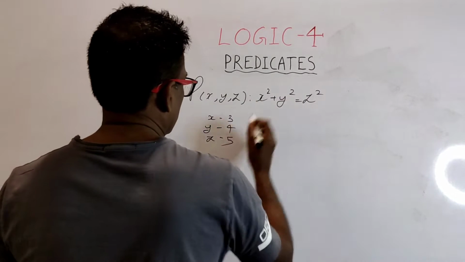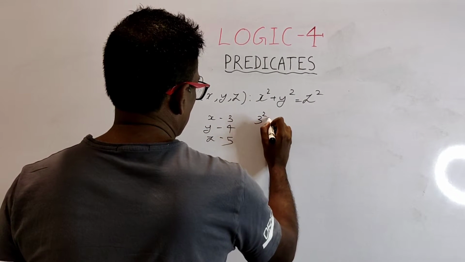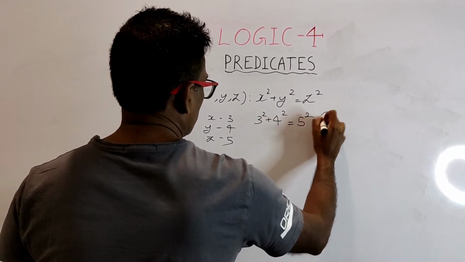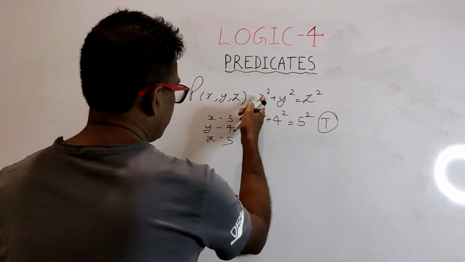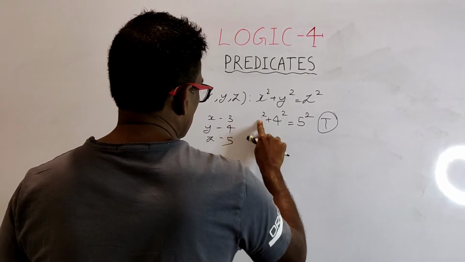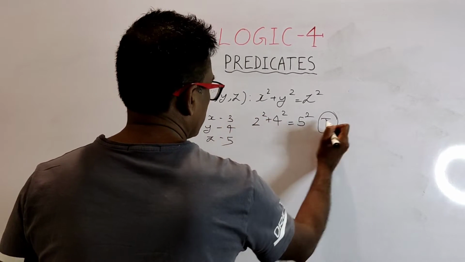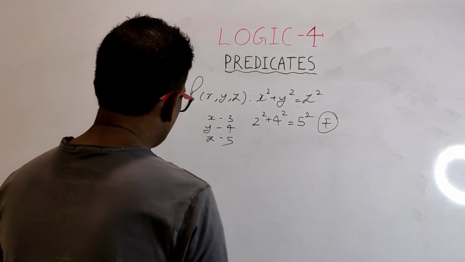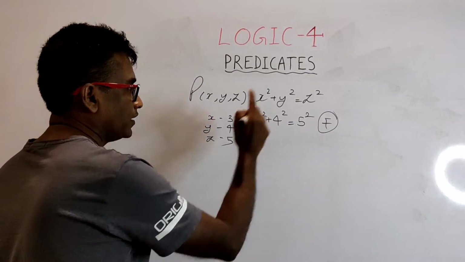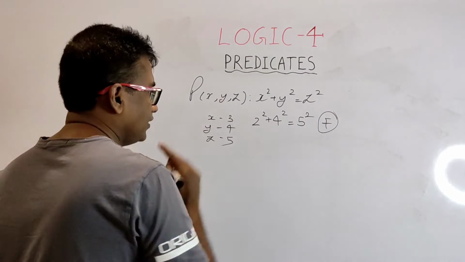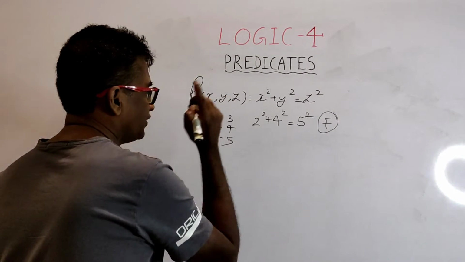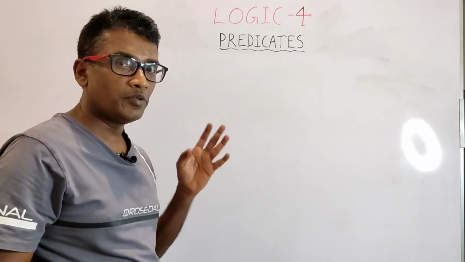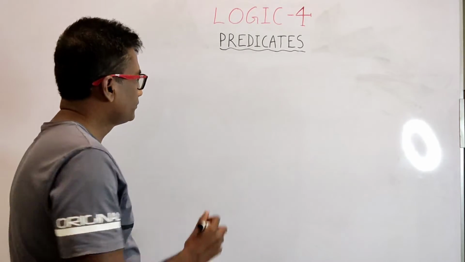Then 3 squared plus 4 squared is equal to 5 squared. This is a true proposition. If we replace x with 2, this is going to be a false proposition. So you see, the easiest way to convert a predicate to a proposition is to replace all of its variables with a known value. Now we are going to look at a new term.